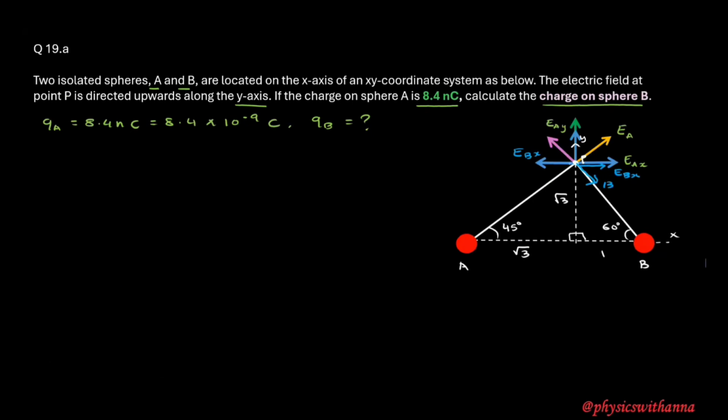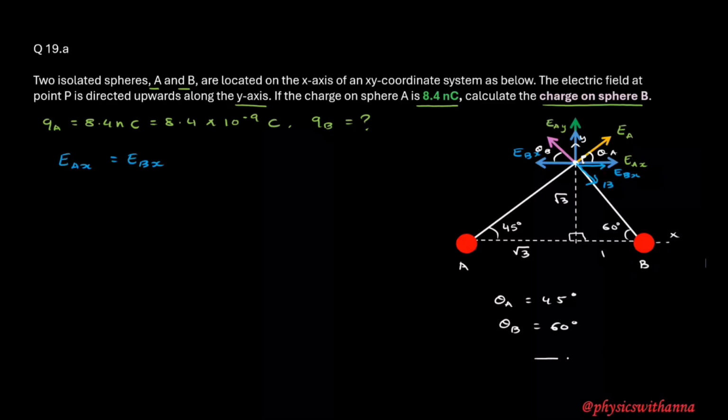So since the net electric field is only along the y-axis, EAX and EBX must be equal in magnitude and opposite in direction. So we can equate their magnitudes. I write EAX is equal to EBX. Let's call the angle these electric field vectors make with the x-axis theta A and theta B. Now theta A is equal to 45 degrees whereas theta B will be 60 degrees.